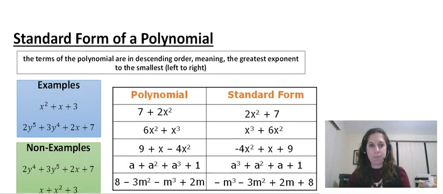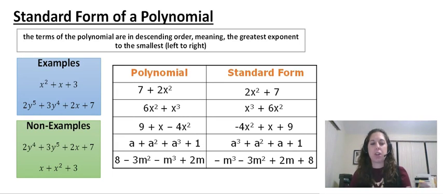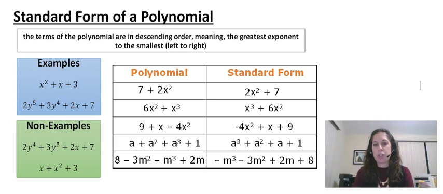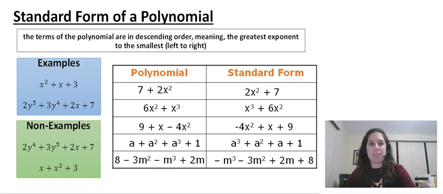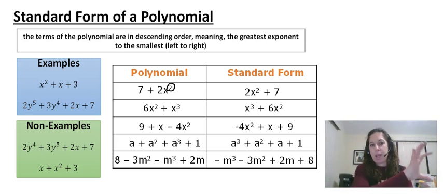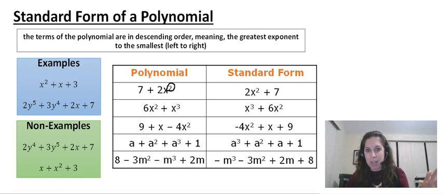So first off, standard form. Standard form is when the terms of the polynomial are in descending order, meaning the greatest exponent is listed first. So it goes from greatest to least, or biggest to smallest. So if you're looking at some examples, 7 plus 2x squared, we're looking at the exponent of our terms in there. So the exponents go from greatest to least. Since this is 2x squared and the 7 doesn't have an exponent, 2x squared needs to come first. So we're just going to switch those and rewrite as 2x squared plus 7.